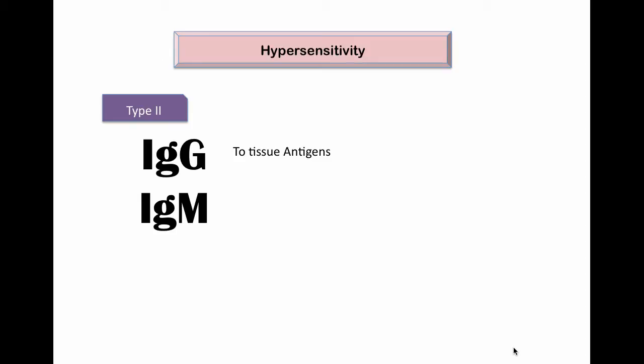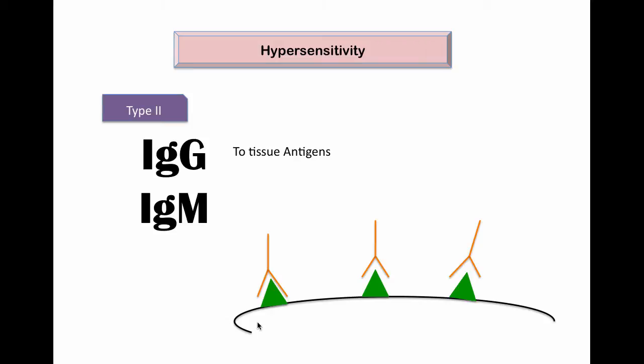The second type of hypersensitivity reaction is IgG and IgM mediated. They respond to tissue antigen. So for example, this here is your body tissue. The cells are displaying surface antigens. Now when an antibody, which is usually IgG or IgM, arrives, the Fc region is going to call leukocytes.